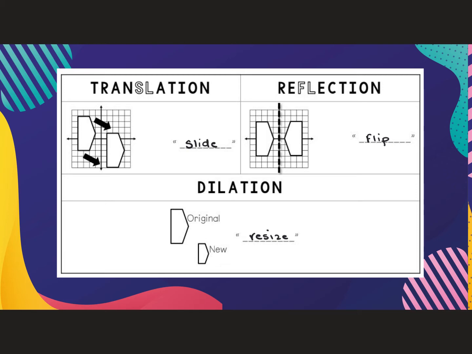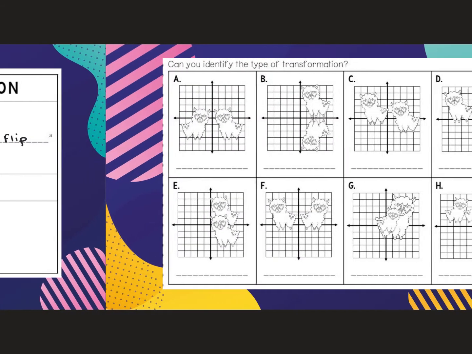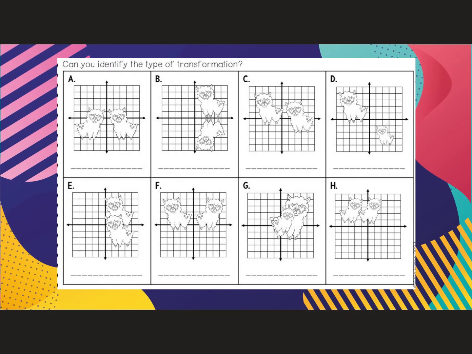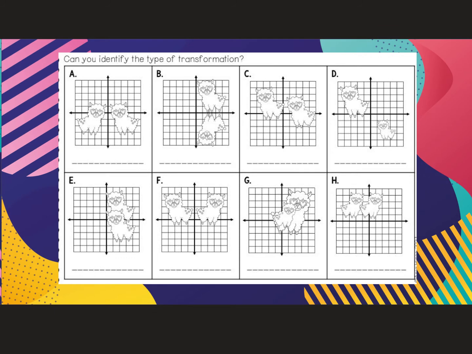All right. So before we get into the Eureka lesson, here are a couple examples using a little lamb. All right, so for A, looking here at the two images, the image and the pre-image, we can see that this is a reflection because if we were to fold it over, they'd be exact. So we have reflection.